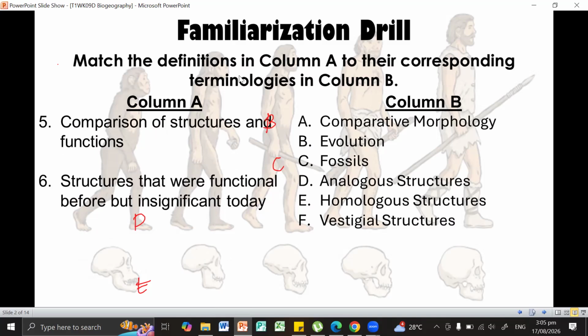Number five, comparison of structures and functions. This is the second evidence, comparative morphology, letter A. And lastly, structures that were functional before but insignificant today. That's letter F, vestigial structures.